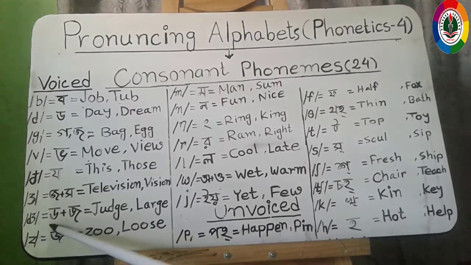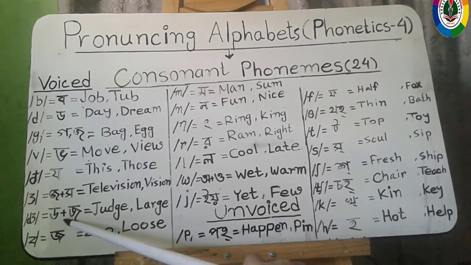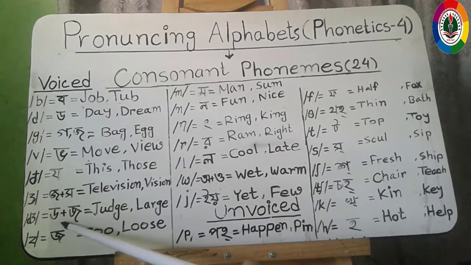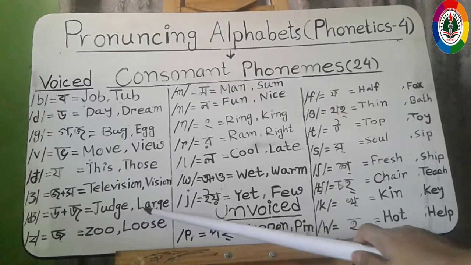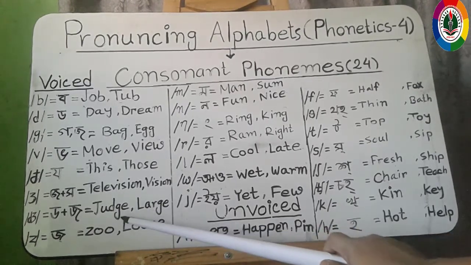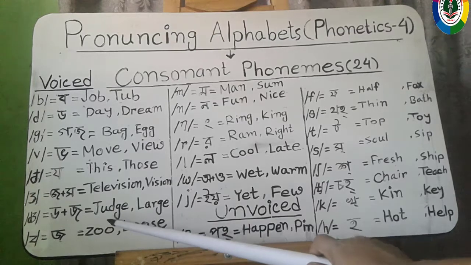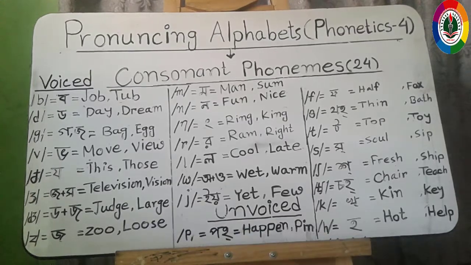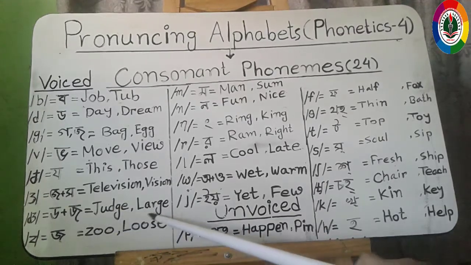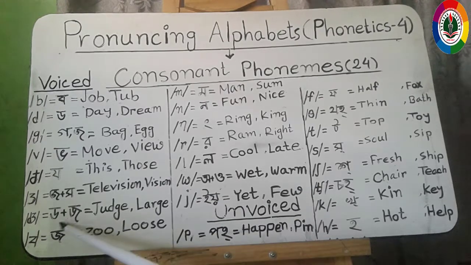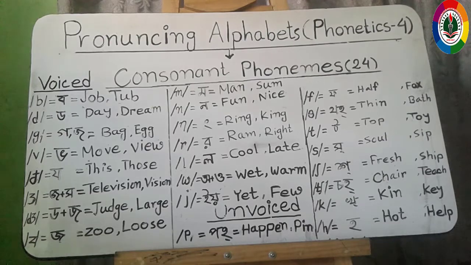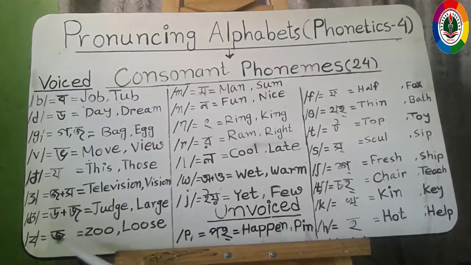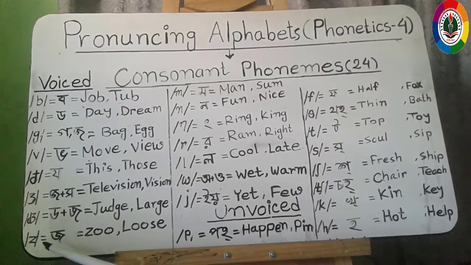This sign is for the phoneme or sound "dz". And the examples are like judge, large. So while we utter judge and large, we find that a sound like "d" comes up to our mouth. Let's move to this sign.